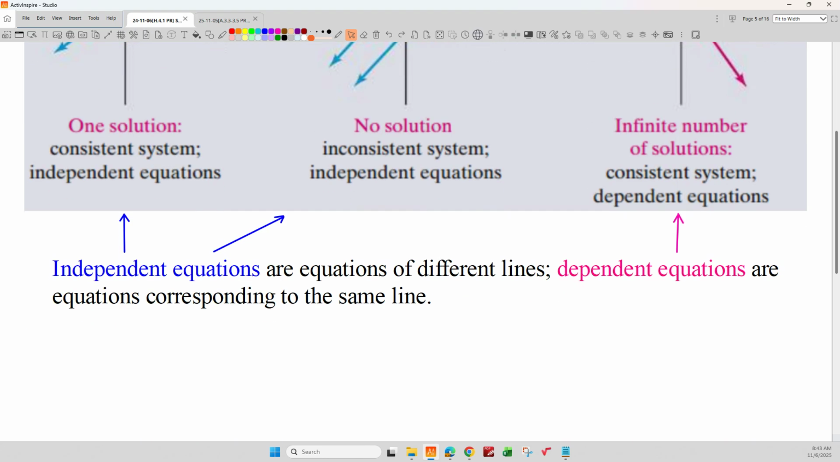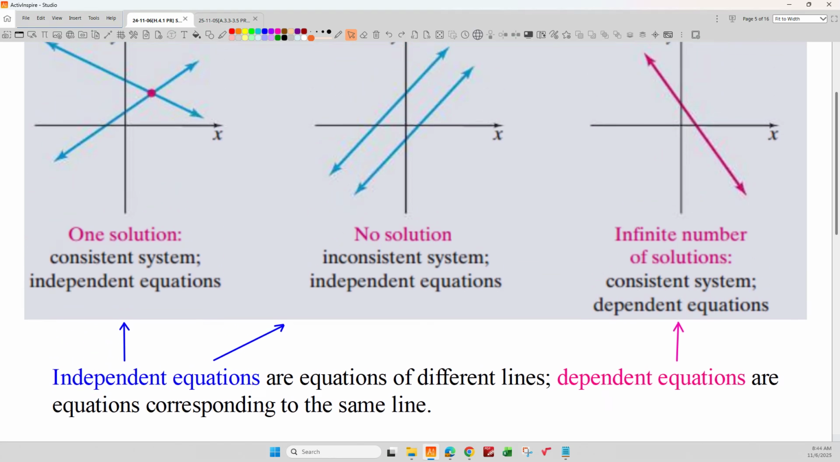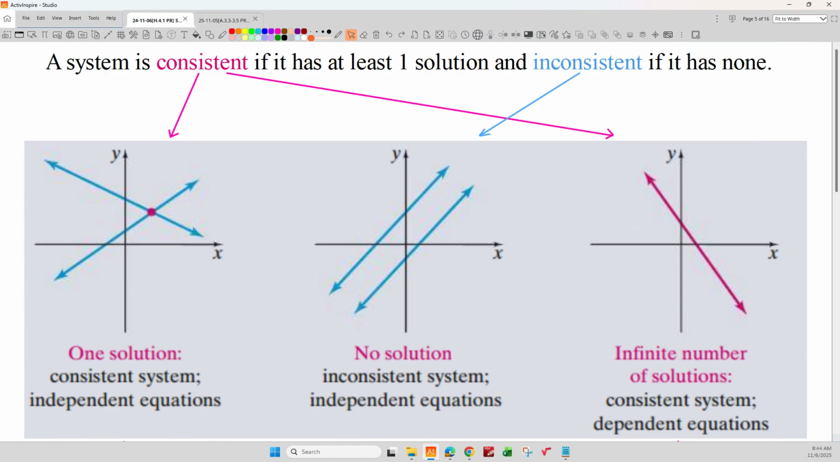And the other way is whether they're dependent or independent. Independent equations are just equations that are different, right? Dependent equations are equations that are the same. So in this case, they correspond to the same line. So we would say that the situation where we have a single solution, one intersection, that's created by two different lines, so those are independent equations. And also, two parallel lines are clearly independent. They're different lines.